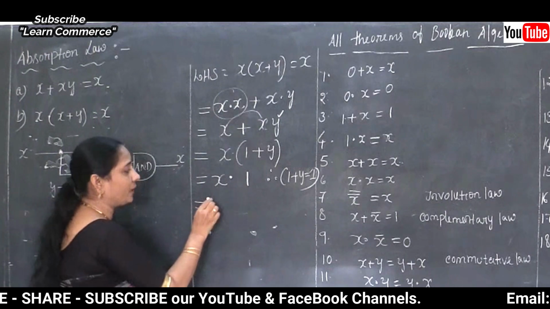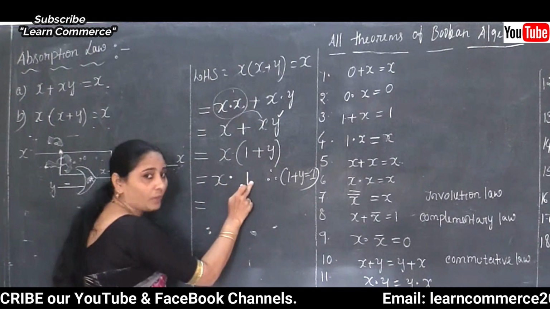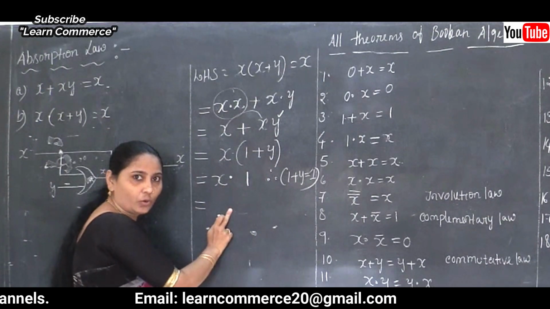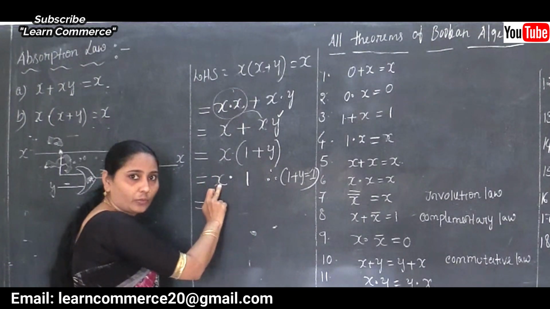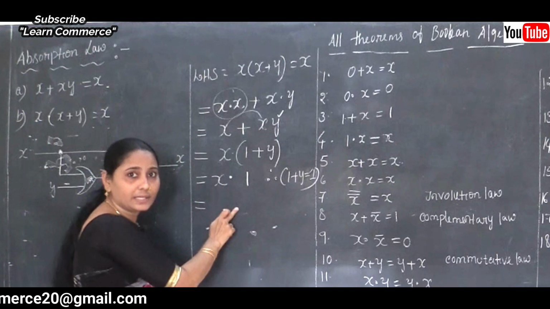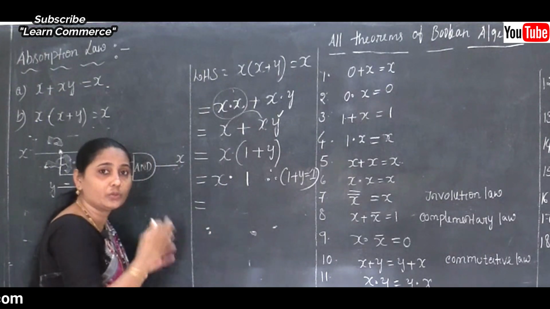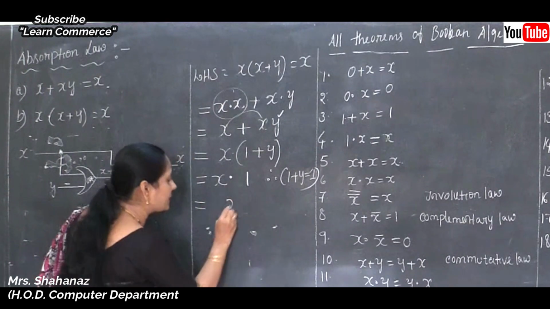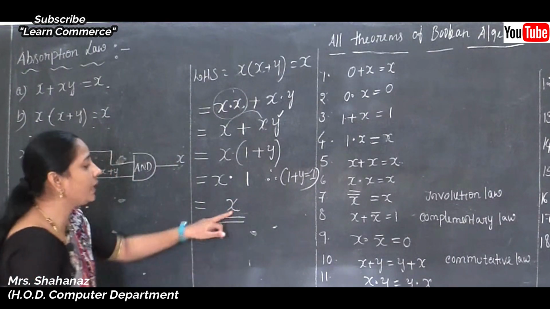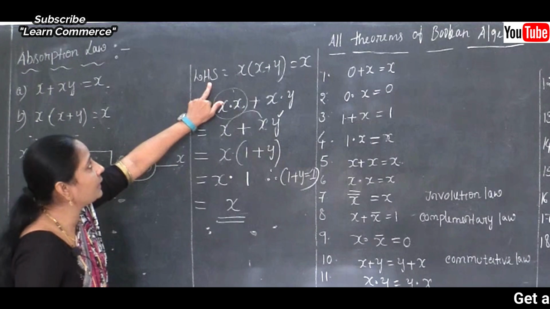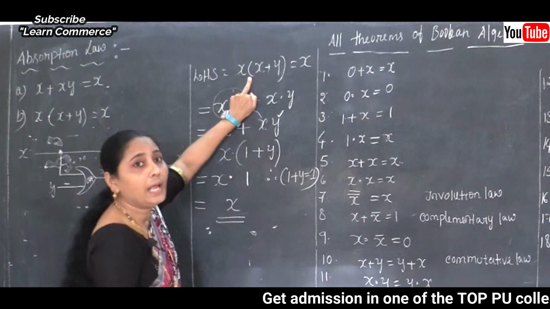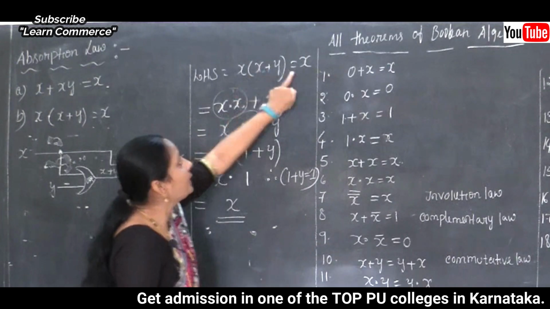And when you are going to multiply 0 into 1, 0 1s are 0 only. So maybe if the x value is equal to 1, 1 1s are 1 only. So whatever value we use for the x, such value we get as the result. So we can say that finally we'll get the value as x. So we can say that the LHS, that is the left hand side, has the value x and x plus y, that is equal to x.